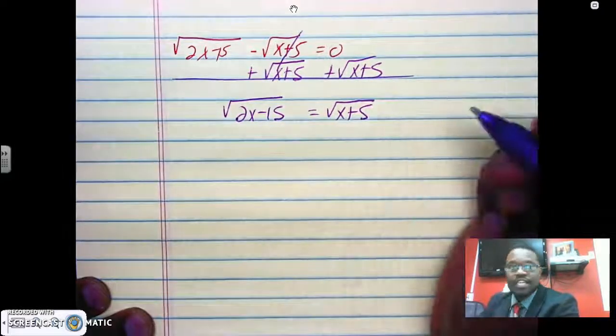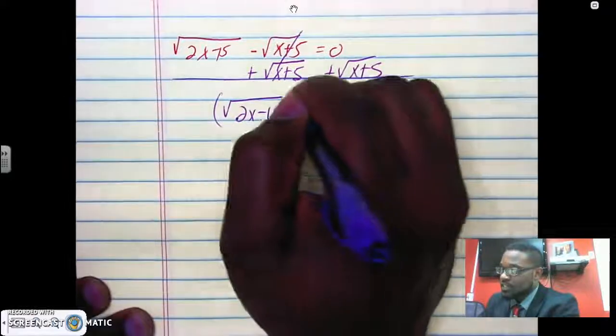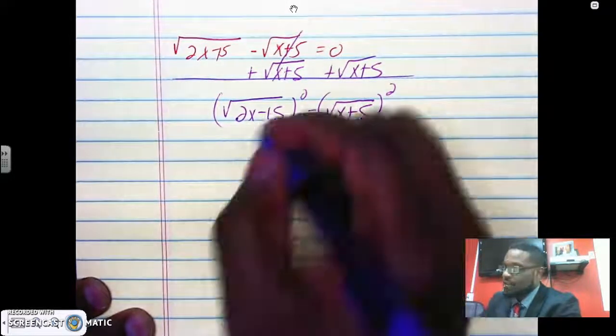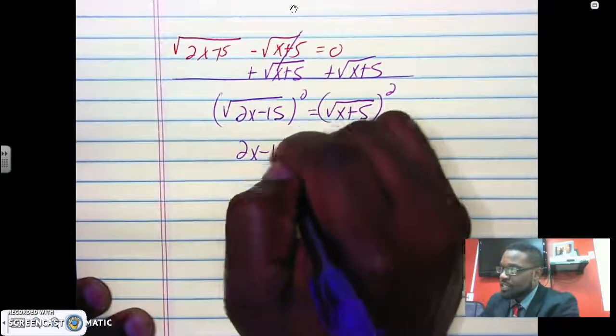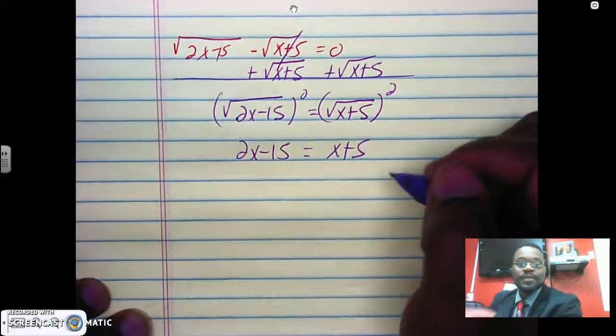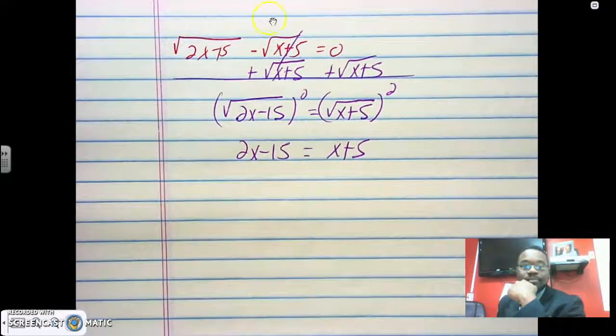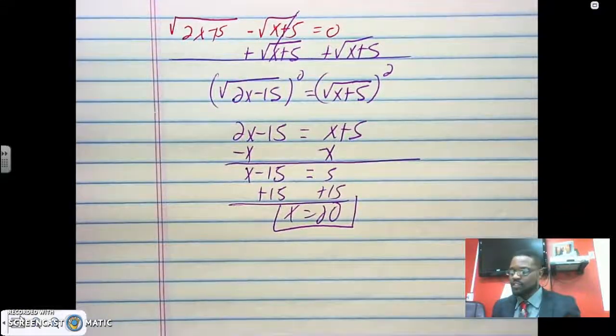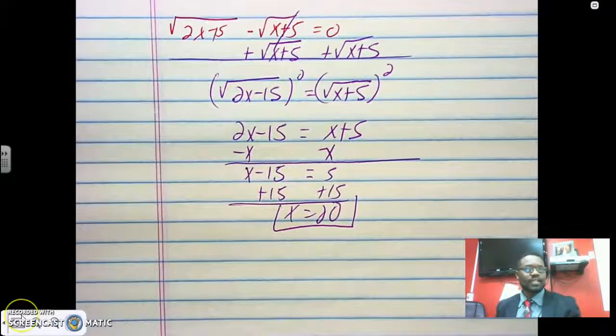And once you get to this stage, you'll realize that it's really not that challenging at all, because now I raise both sides to the second power. And what happens is 2x minus 15 and x plus 5 drops out, and you have a very simple Algebra 1 type of problem. Okay, very simple. The magic of film, we can go ahead and solve that really quickly. I just want to get through as many examples of different types of problems as I can.